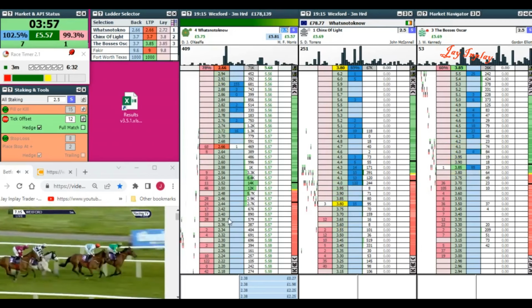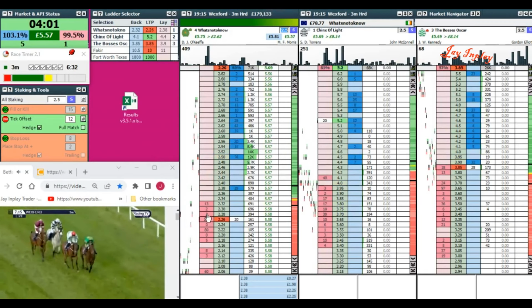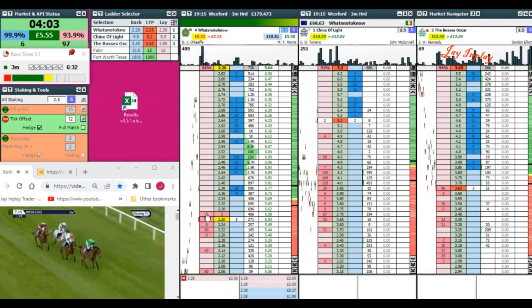Easy £5. How easy was that? Let's see if we can get it again. That's 12 ticks we just got there. Watch the race timer. This is how the race timer earns me money every day of the week.